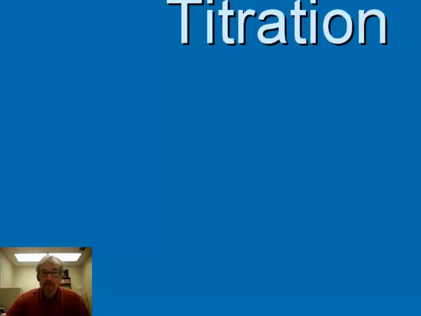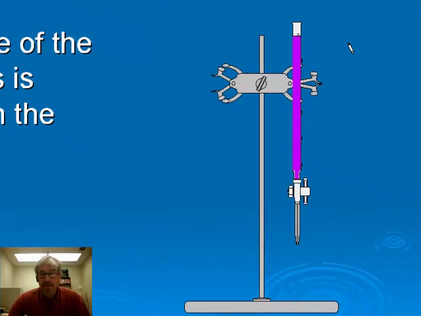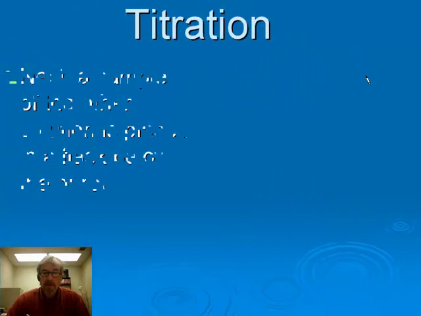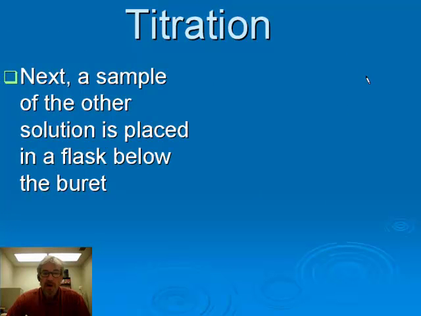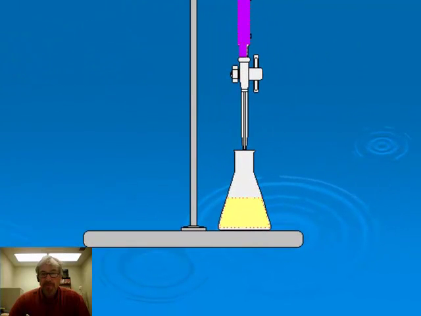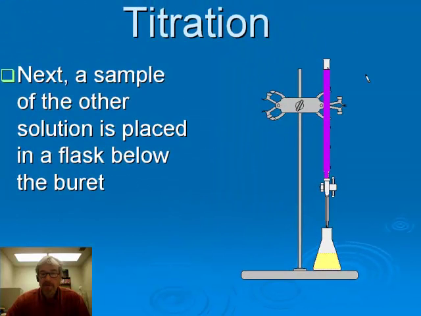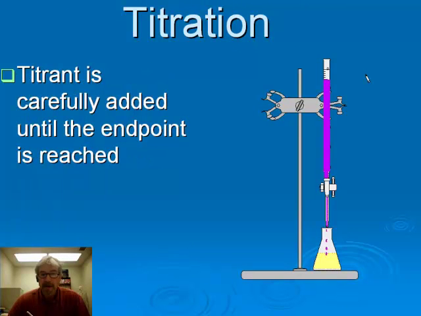Here's how it works. The first thing that happens is one of the solutions is placed in the burette. So this solution is called the titrant. It may be standard, it may be something that you know, and it may not be. Next, a sample of the other solution is placed in a flask below the burette. Now this might be the standard, many times it's not. Then you open the valve and you watch for a cue. And titrant is carefully added until the endpoint is reached.